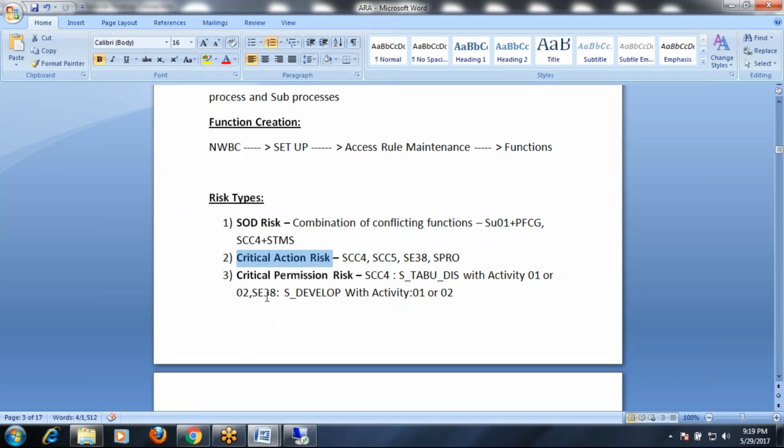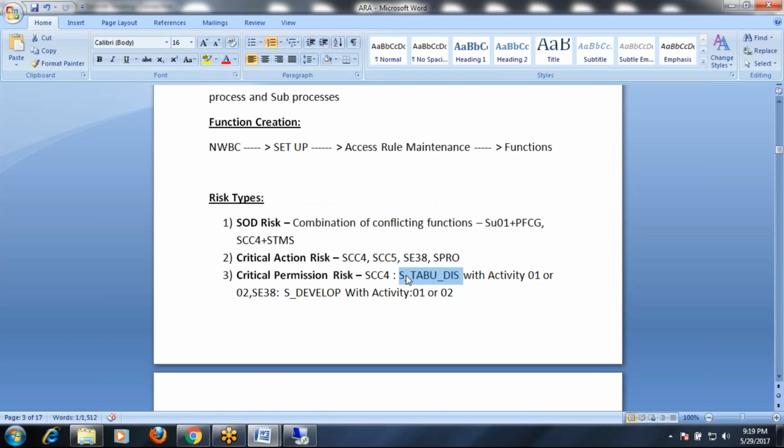Coming to the third category, critical permission risk. Permission means authorization values. Say now for develop, what is critical? S_DEVELOP is critical only when the activity value is 01 or 02. S_TURBO_DIS is also critical only when the activity is 01 or 02 again.